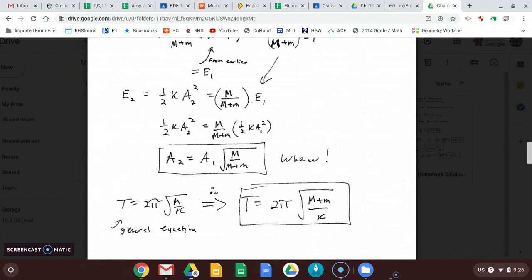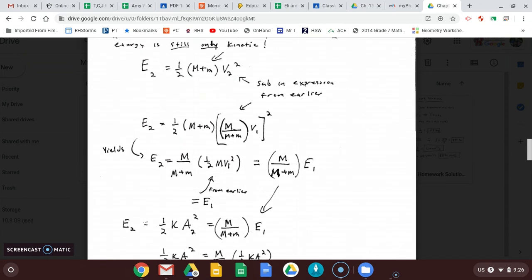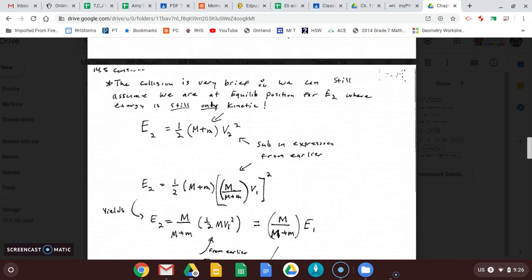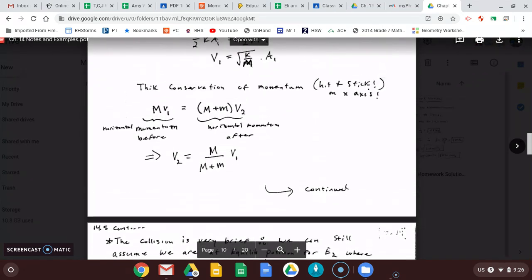So again, a little bit of mathy substitution here got a little messy. If you take it step by step, it's not too bad.